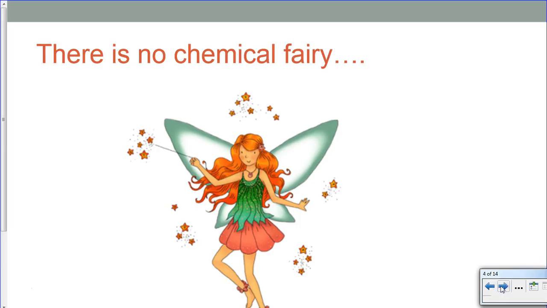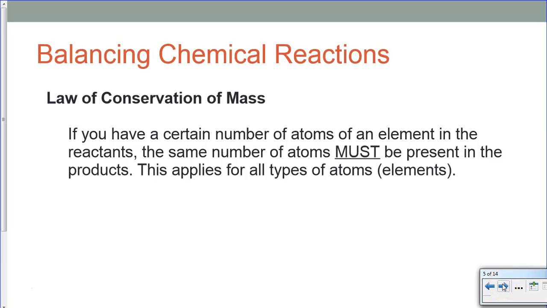Now, essentially what this means is there's no chemical fairy. If we look at your balanced equation, everything has to balance. This chemical fairy can't show up to take things away. The chemical fairy also does not show up to magically make things appear just because you need them. So if you have a certain number of atoms of an element in the reactant side of a chemical reaction, the same number of atoms must be present on the product side as well. This applies for all types of atoms, elements, compounds, anything like that.